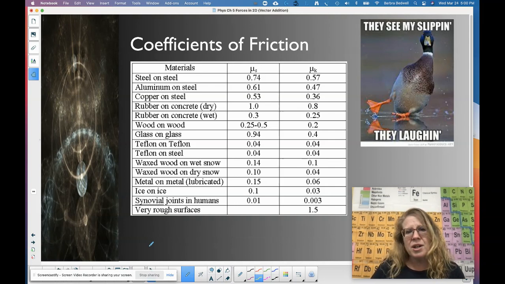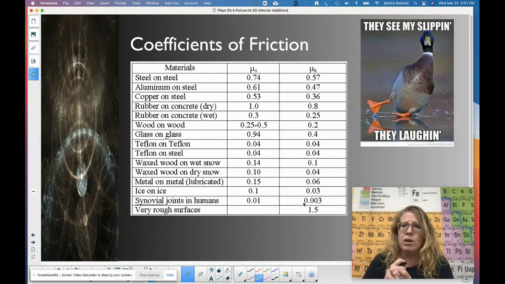So take a look. Our coefficients of friction are pretty much always less than 1. Always. Sometimes much less than 1. If you're talking about slippery things like ice on ice right here, they're pretty small numbers, 0.03. That's a tiny value. 0.003 is synovial joints in humans. That's literally any sort of movement joint where you've got fluid lubricated joints like in your knees and your hips and stuff like that. That's a synovial joint. So again, very, very low coefficients of friction.